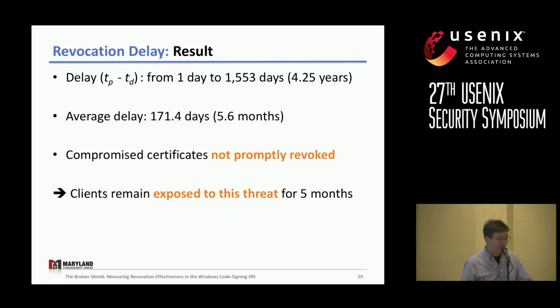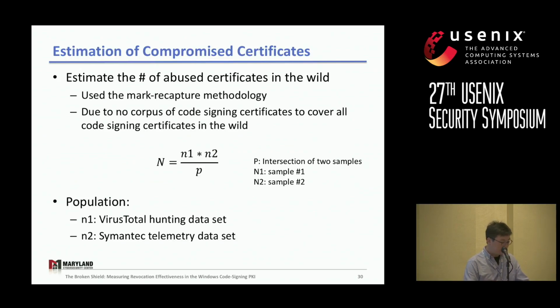So here is the result of the revocation delay. The delay was from 1 day to 4 years, and the average is 5.6 months. We already know from prior work that most of the compromised certificates are not revoked. However, we can see that even if compromised certificates are revoked, it takes like 5 or 6 months to revoke. Which means the clients remain exposed to this threat for 5 or 6 months. So we wonder why the certificates are not promptly revoked for a long time.